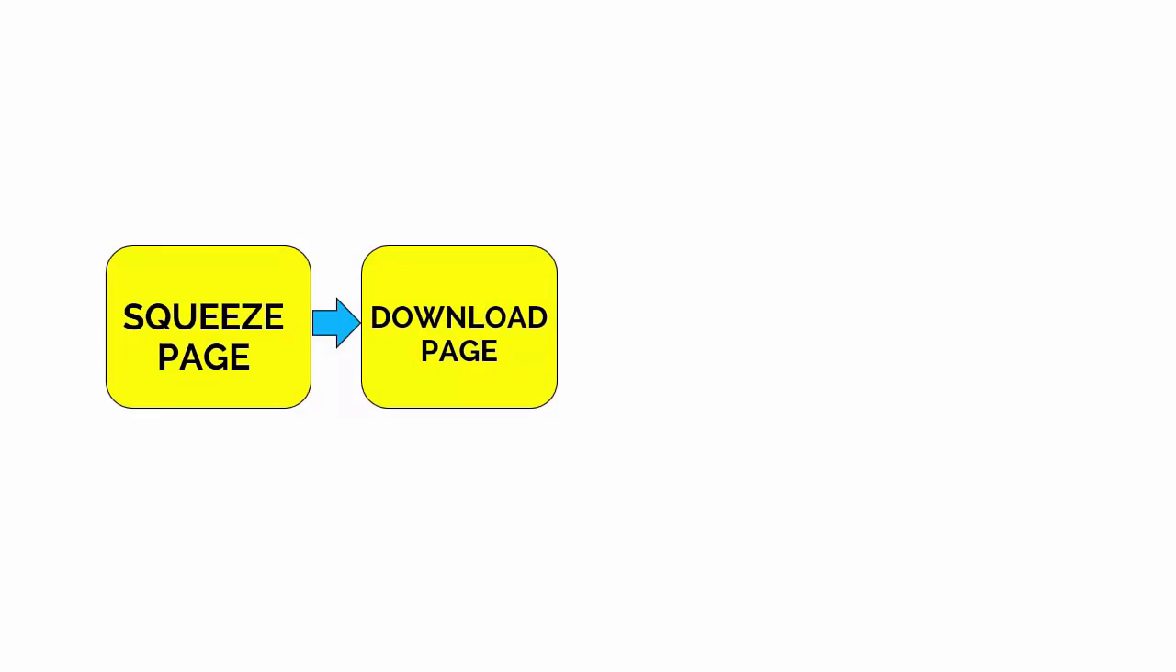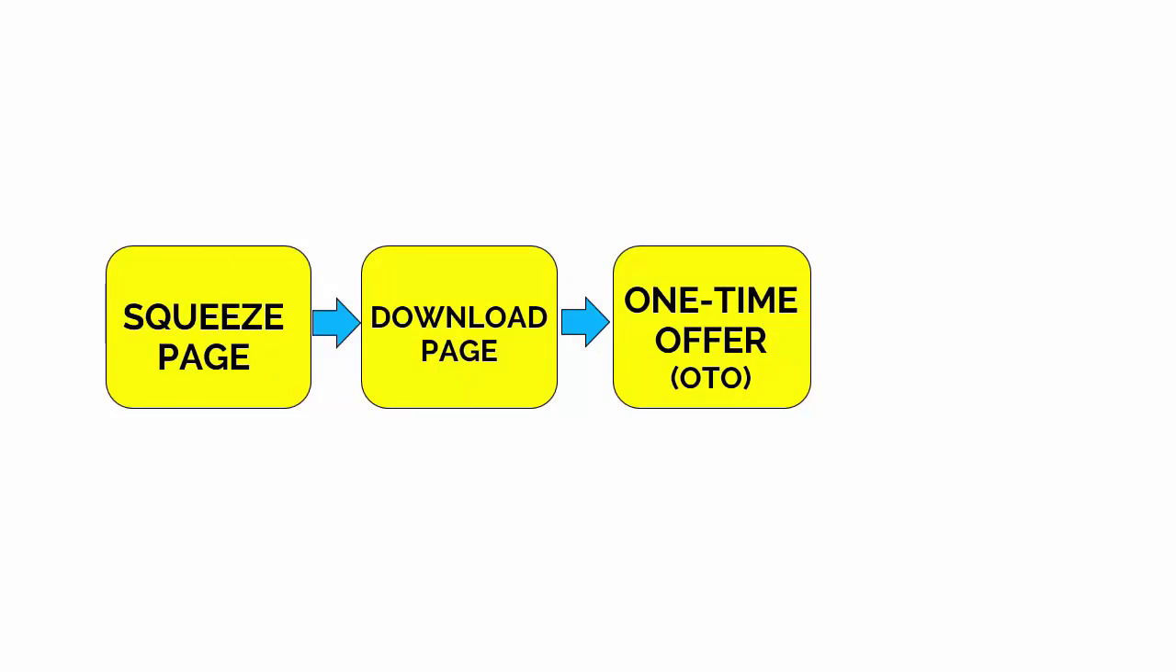And the reason that you want to take them here immediately is so they can get what they just signed up for. Some people will say take them to the OTO, the one-time offer, but there's a problem with that. The subscriber won't trust you yet. Instead, it's better to let them see the free gift so that they trust you a bit more. Once they've done that, then you take them to the OTO.